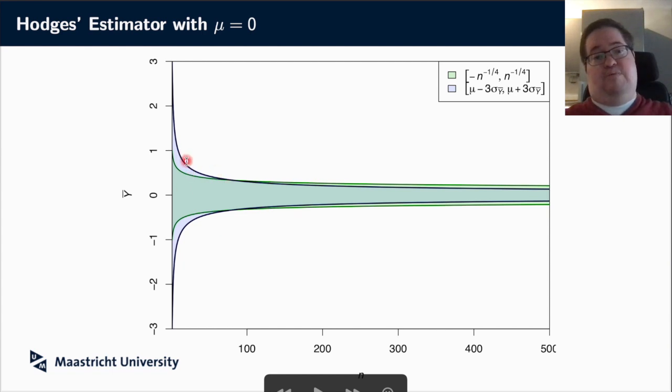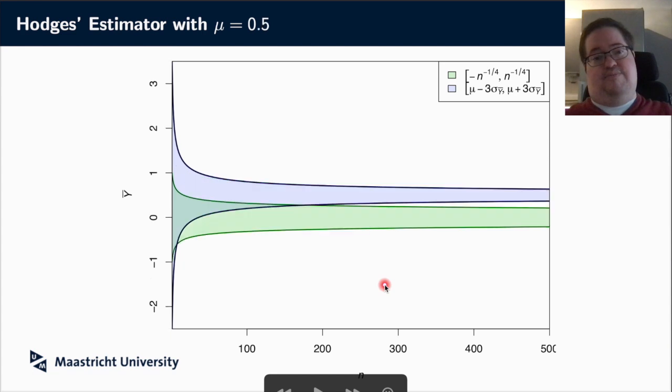We see that for small n, there is of course some probability that you end up outside of these bounds. So for small n, it's definitely possible that you actually end up with an estimator not equal to 0. But when n increases, the mass of the distribution tends to be located fully in between these bounds, because they decrease slower than at rate n to the power 1/4, whereas the distribution becomes tighter at rate square root n. So in the end, we'll always end up inside these bounds.